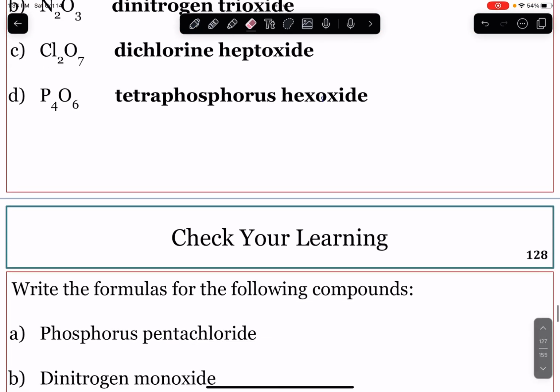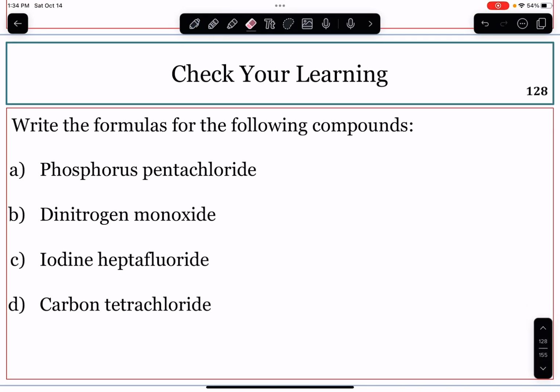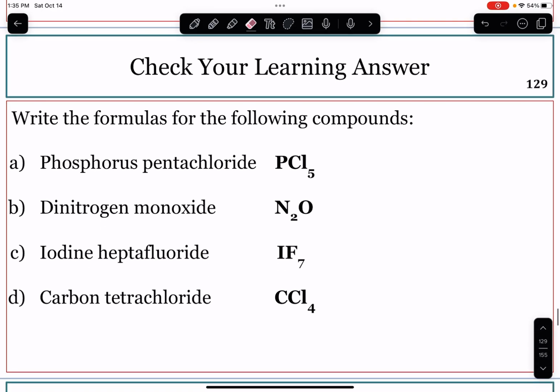All right, let's do the next practice problems. Write the formulas for the following compounds. Here are the answers. Phosphorus pentachloride is PCl5. Dinitrogen monoxide is N2O. Iodine heptafluoride is IF7. And carbon tetrachloride is CCl4.